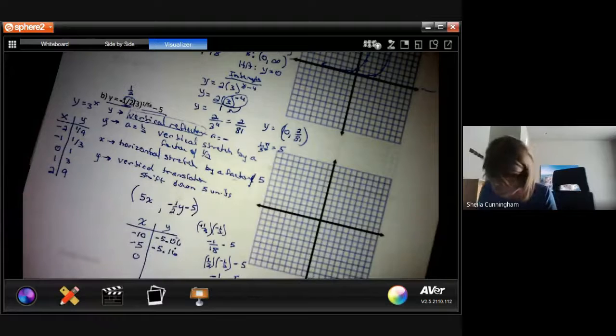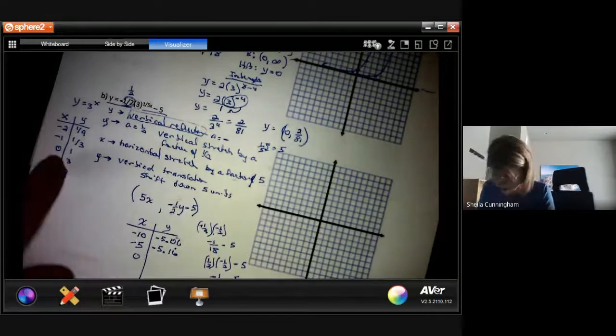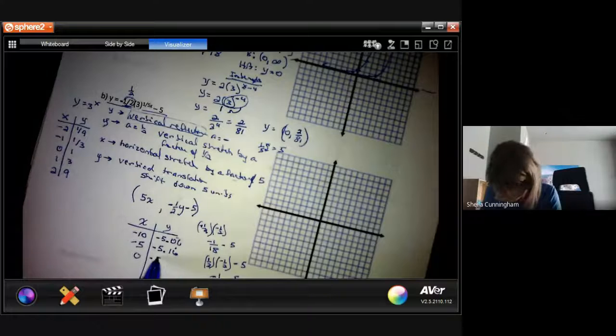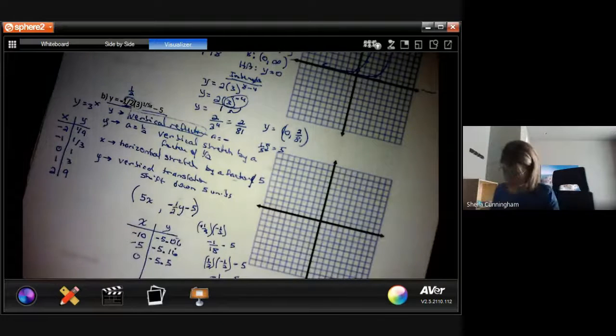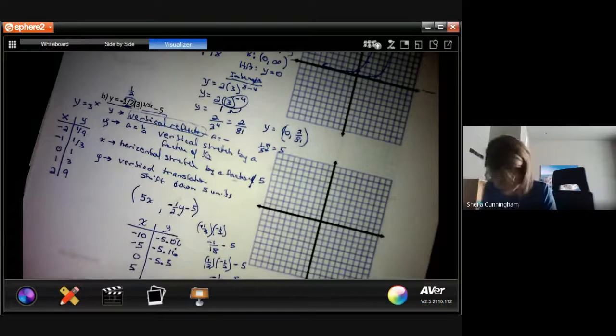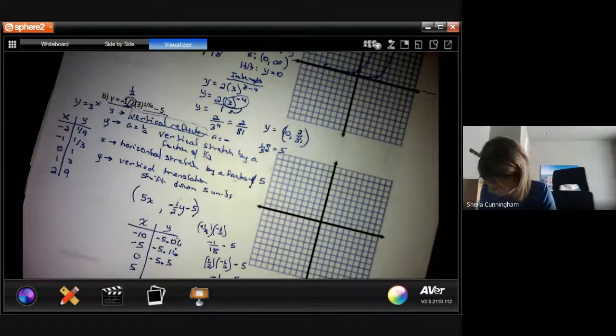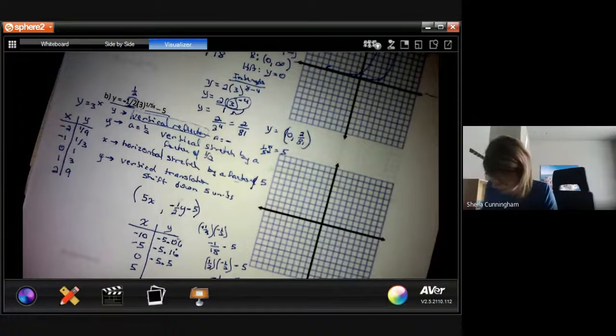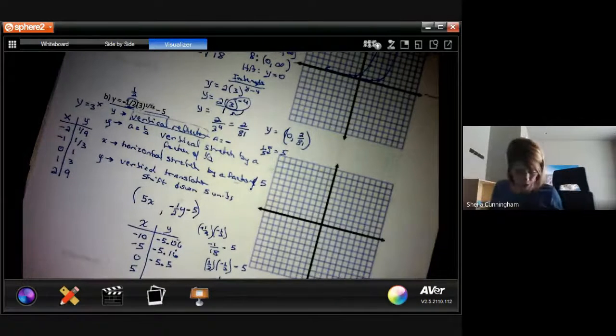And so now I've got negative 1/2 times 1 minus 5. So that's a negative half, subtract 5. So I'm at negative 5.5. And then if I put in 1, I'm going to get 5. And I'm going to put a 3 in. So that's going to give me negative 3/2 minus 5, which should give me negative 6.5.